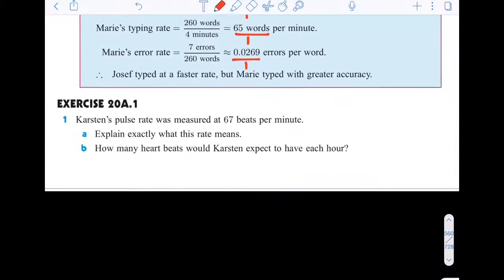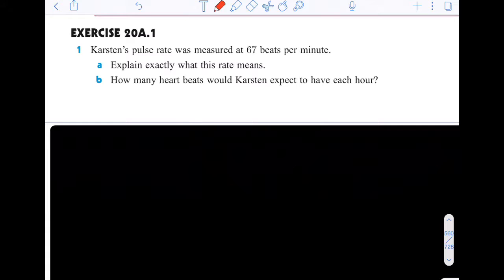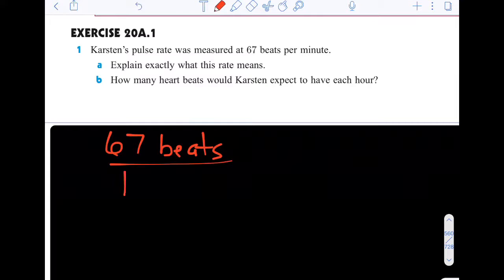So we're going to look at a couple of examples here. First things first, Carson's pulse rate was measured at 67 beats per minute. So 67 beats for 1 minute. That's already a rate. It's a unit rate. Then it says explain what is exactly meant by rates. So this means that we're comparing beats to minutes. How many heartbeats would Carson expect to have each hour?